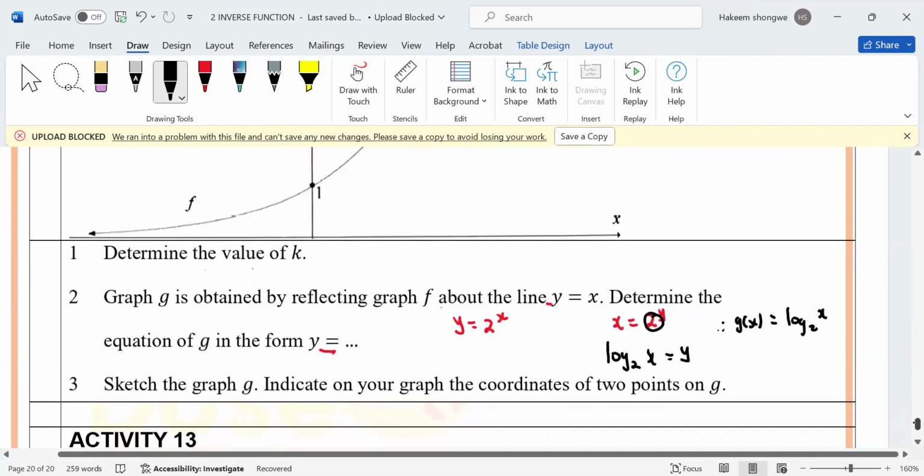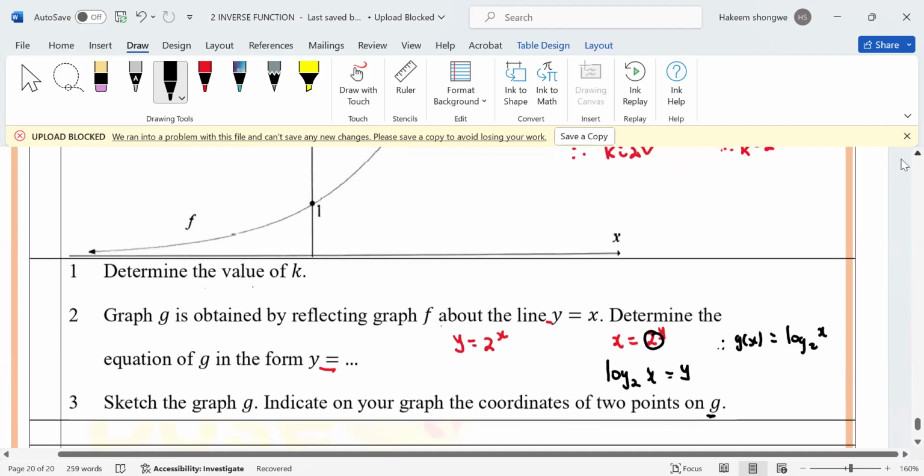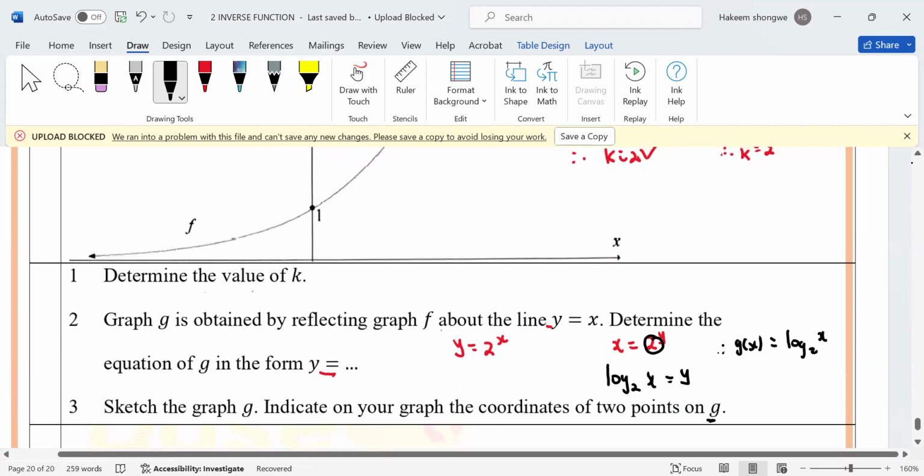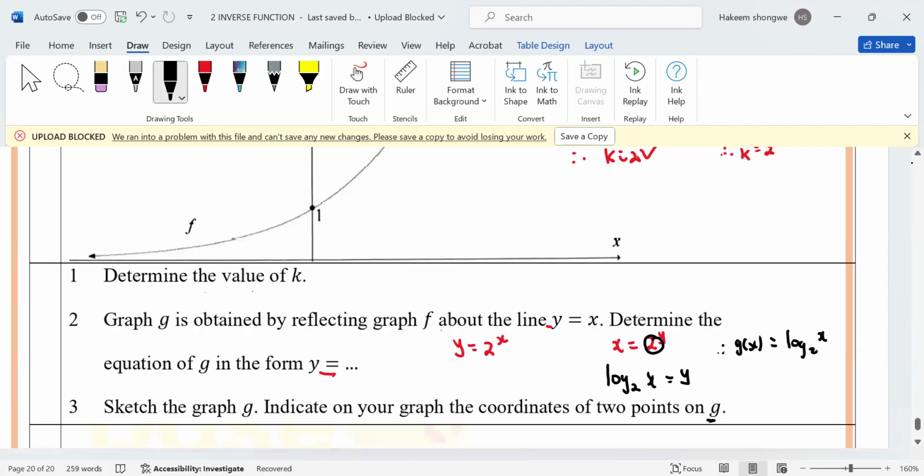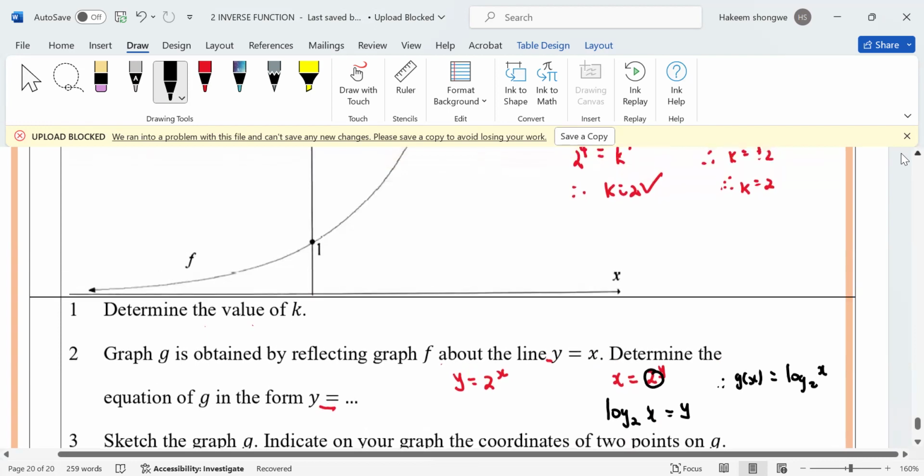Sketch the graph of g, indicate on your graph the coordinates of the 2 points on g. Or you want to indicate the 2 points that are appearing on f, on g. I think that's what they mean here. Indicate on your graph the coordinates of the 2 points on g. So you're given 2 points here. The 2 points that were given.